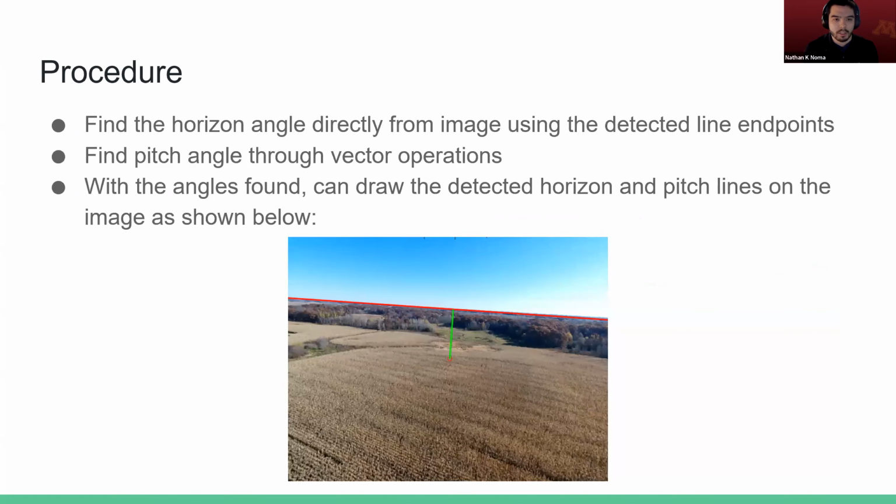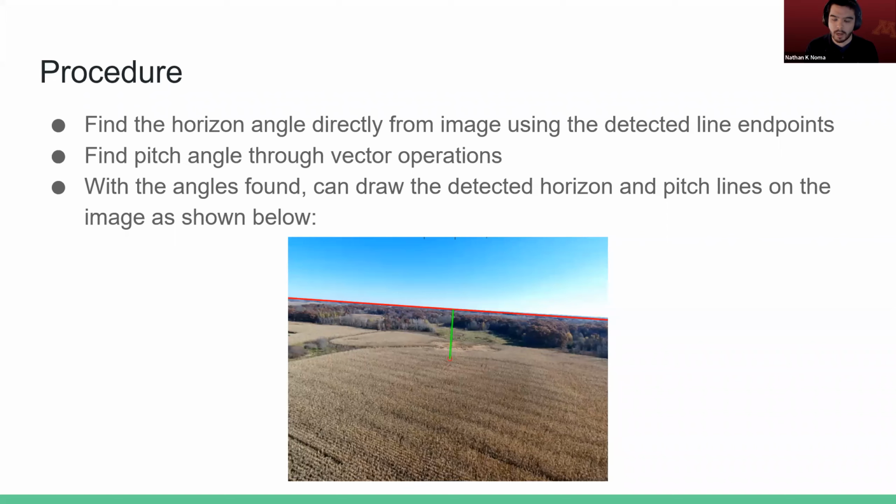And so we'd find the horizon angle directly from those endpoints. The Hough lines transformation would provide endpoint data, so you'd be able to do basic trigonometry and extract the roll angle from that image. And then we would find the pitch angle through vector operations. So you'd establish a normal vector pointing out from the camera in the center of the image, and then draw a vector to the horizon line that you detected, and essentially just find the angle between those. And we were able to find the pitch angle with that.